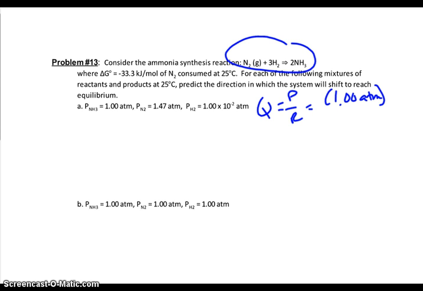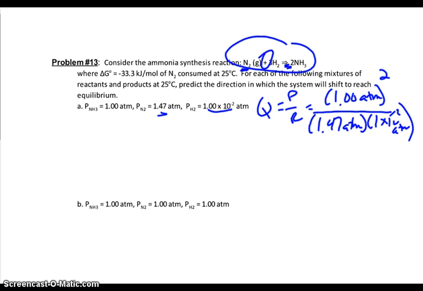And like any law of mass action, I have to look at the coefficient and say, oh, I got to square that. My reactants, I'm looking at nitrogen right there, and my pressure of my nitrogen is 1.47 atmosphere. And my pressure of my hydrogen is 1 times 10 to the negative 2 atmospheres. But what do I have to do with that number? There it is. I have to cube it. And when I do all that work, you get 6.8 times 10 to the negative 5th.